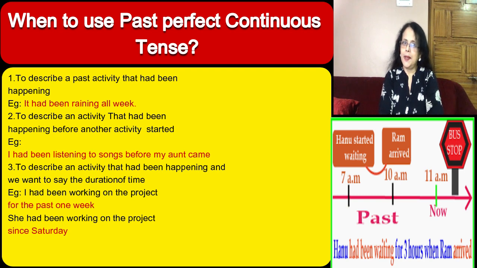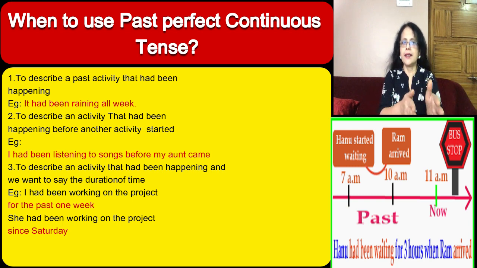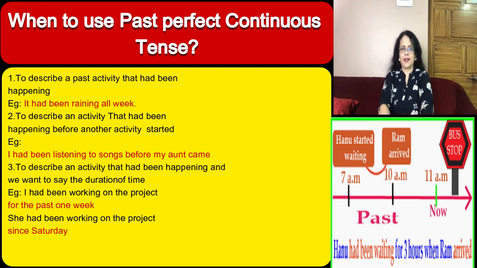Look at the example. I had been listening to the songs before my aunt came. So, which activity had been happening? I had been listening to songs. What is the second activity that started? My aunt came. Right. So, in this situation also, we use past perfect continuous tense.